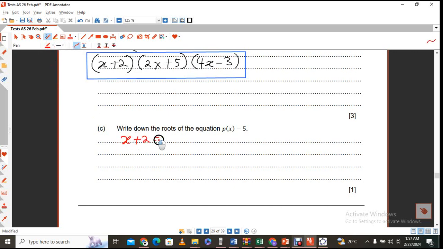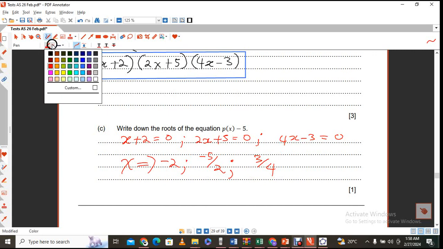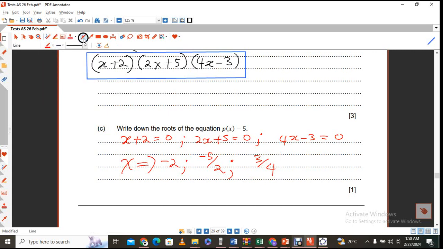So x plus 2 equals naught. So x would be negative 2, one answer. Or 2x plus 5 is equal to naught. If you go around with that, you're going to get negative 5 halves. That will be another answer. Or if you take 4x minus 3 equals 0, that will give you 3 over 4. So all three of these are the roots of the equation, and it's just 1 mark for doing that. Okay, you can go ahead and write x equals, x equals. I'm just rather taking the shortcut.